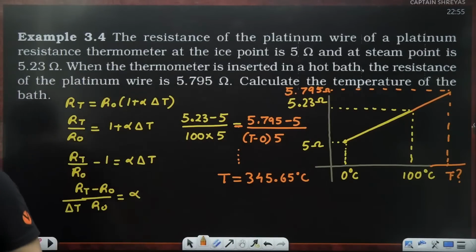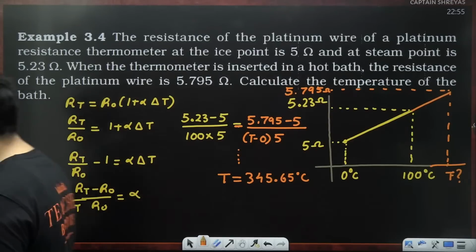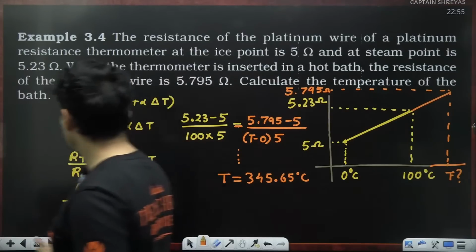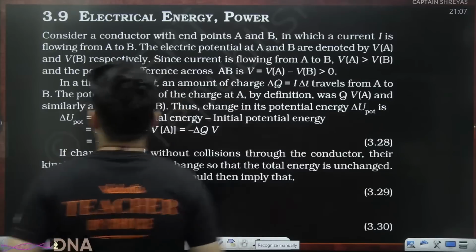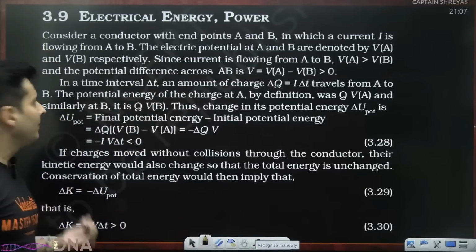Isn't this method much simpler? Yes or no, guys? Correct? Very good. Great.